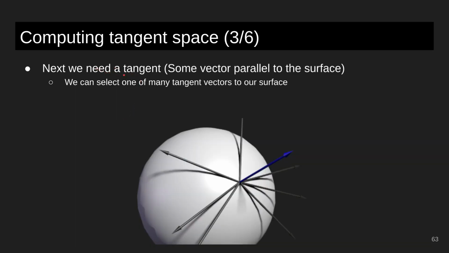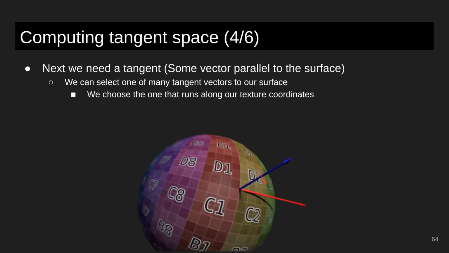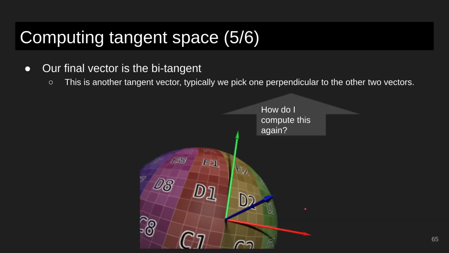And then we need a tangent, okay? So some vector that's parallel to the surface, okay? And so we have lots of those that we can choose from, just anything that's tangent to this surface normal, or rather this one in blue here. And we're going to choose the one that runs along our texture coordinates here, okay? And then one more vector, because we need 3 to make a space, okay? So to sort of orient us and give us an X, Y, and Z axis here, okay? So this little coordinate system gives us a new space.